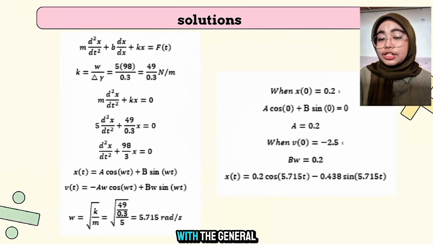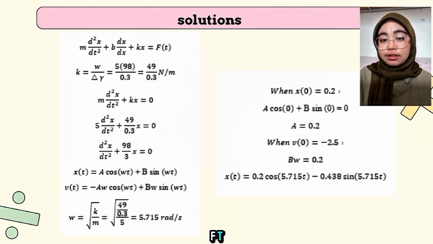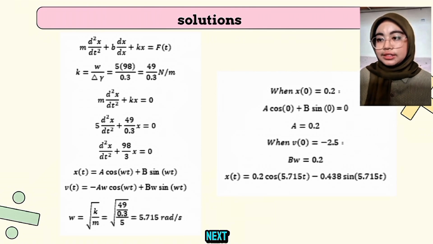Now, we begin with the general second order differential equation for a mass spring system with damping and external force. m d²x/dt² + b dx/dt + kx = f(t). In our case, there is no damping and no external force, so we remove b and f(t). Next, we calculate the spring constant using the formula k equal to w over delta L, where w is the weight and delta L is the stretch caused by the weight.